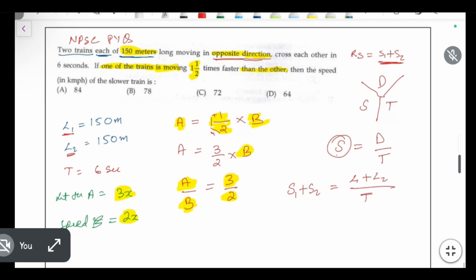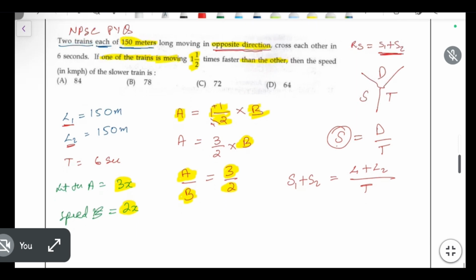So now, what do we have? We have everything in terms of meter and second. Yeah. What I'll do is I'll find the value of x. How? I'll just put everything in the formula here. Shall we find L1 plus L2 directly here?